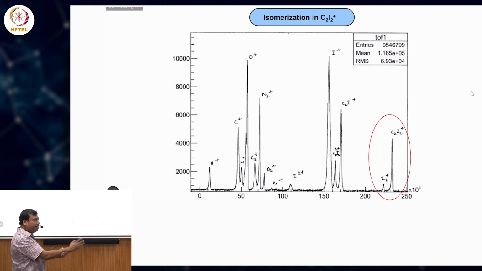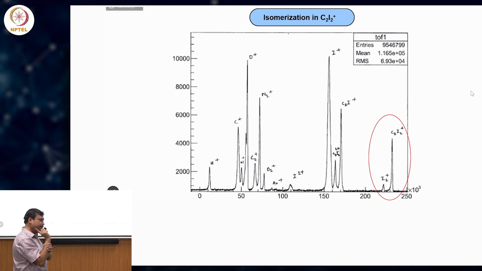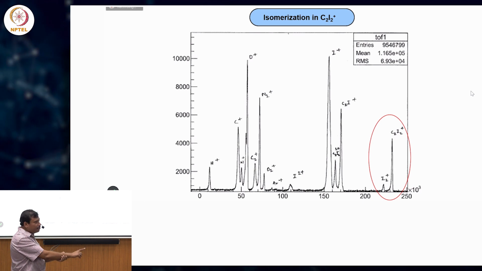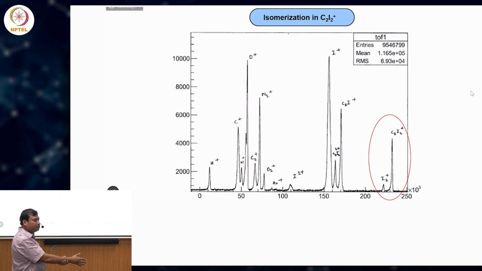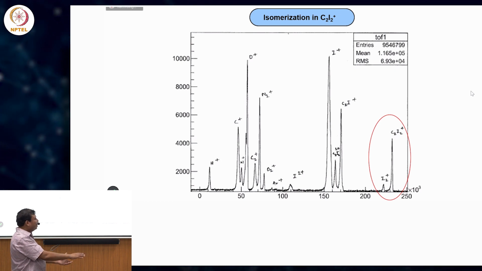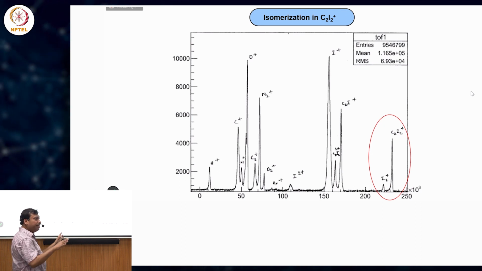The problem is that the neutral you haven't detected. So you can speculate it is a neutral, or you might speculate it is an ion. What we do is, if it doesn't take too much energy, we say it is a neutral. If it takes a lot of energy, it's an ion. But if you can do experiments where you detect all three, that's complete.